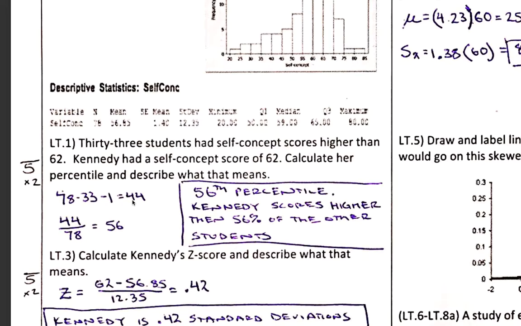44. There were 44 that were lower than Kennedy's score, and so remember percentile is the number that were lower divided by the total, which in this case gives us 0.56, in other words, 56th percentile. And what does that mean? Well, it means that Kennedy scores higher than 56% of the other students.